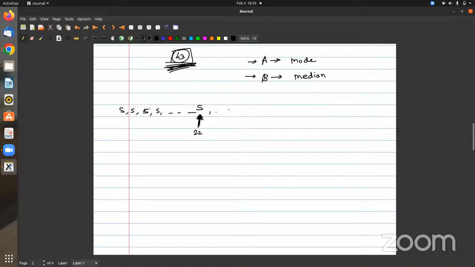If the 22nd is S, then the others can be anything. Let's say there are 43 players in total. I know that S is the median, but when S is the median, that means S is the mode also, in these 43 people. So in this case, my mode is S and the median is also S.